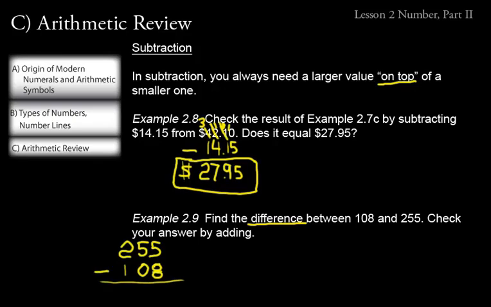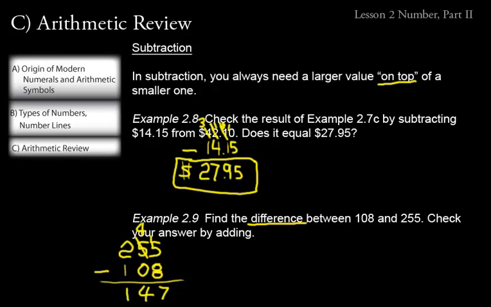5 minus 8, we can't do smaller minus larger, so we have to borrow. So we'll make that 5 a 4 and bring a 1 over. 15 minus 8 is 7. 4 minus 0 is 4. 2 minus 1 is 1.